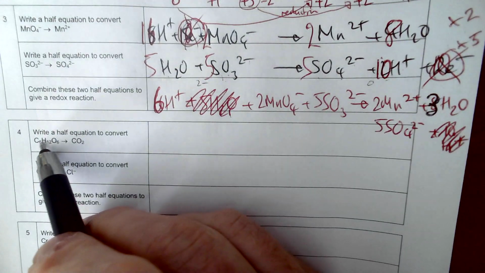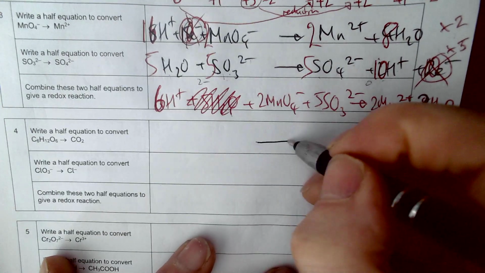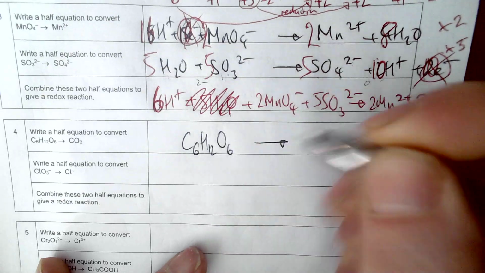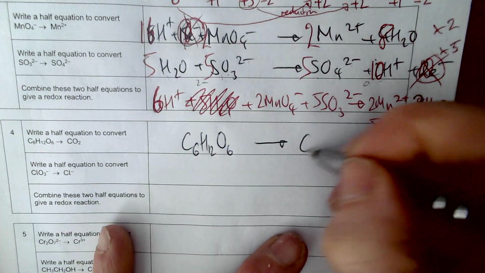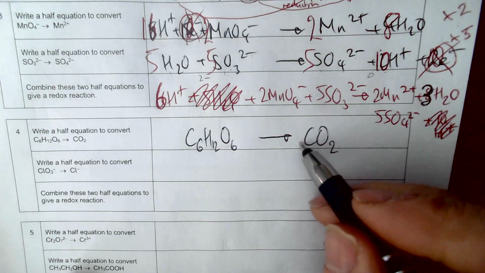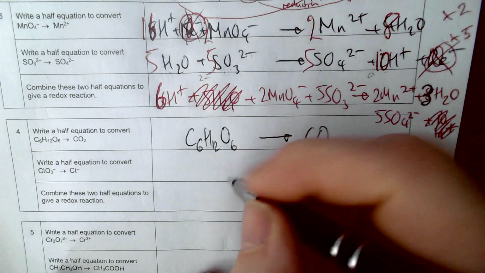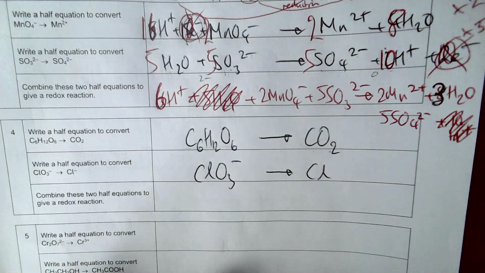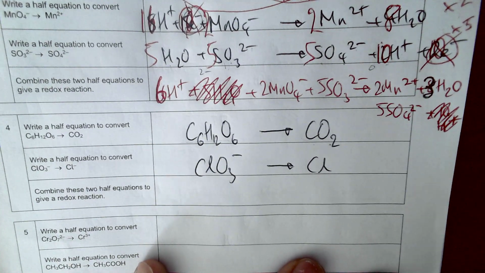Ooh, I like the look of this. Biologists, you should like the look of this. That'd be glucose, that. C6H12O6. Isn't that known as a reducing sugar, by the way? Makes CO2. Glucose turning into carbon dioxide. ClO3 minus turning into Cl minus. Right then, I'm going to enjoy this one.